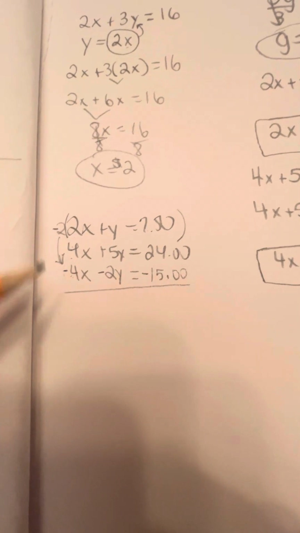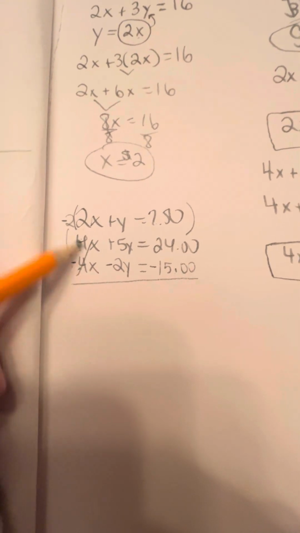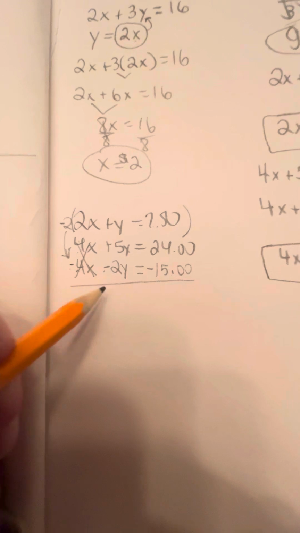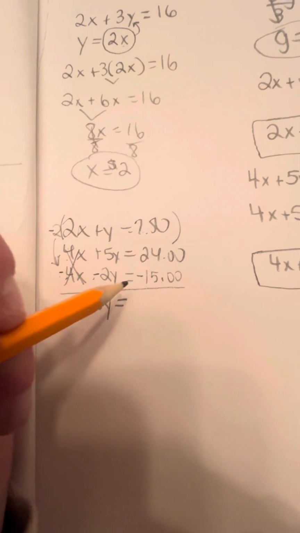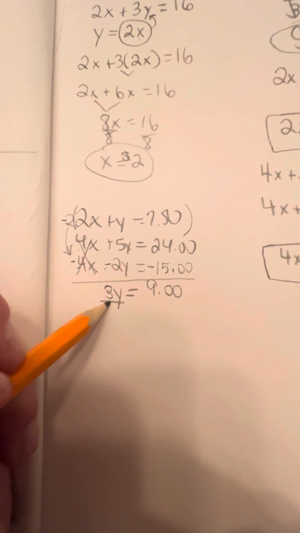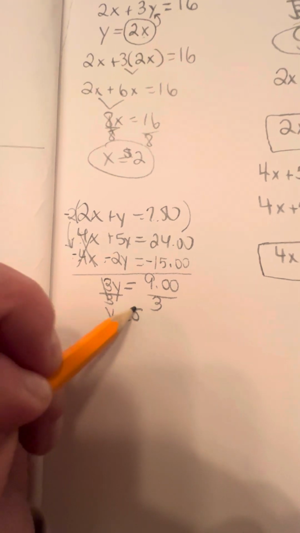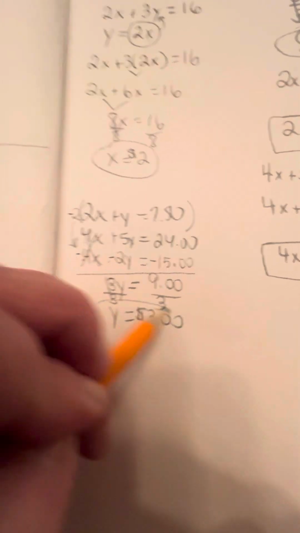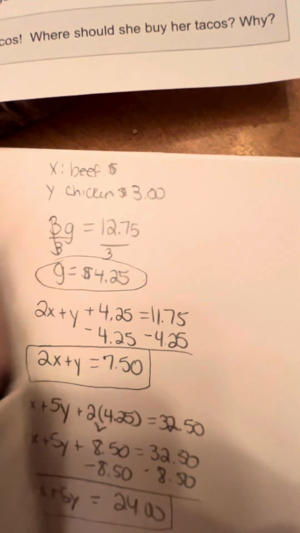And then we'll go ahead and combine like terms. 4 minus 4, that's going to cancel. 5 minus 2 is 3y. And then we're going to combine these. 24 minus 15 is going to be $9. Get that y by itself by dividing both sides by 3, and you get y equaling $3. The y value, if you recall from the first video, is the chicken. So chicken tacos cost $3 a piece.